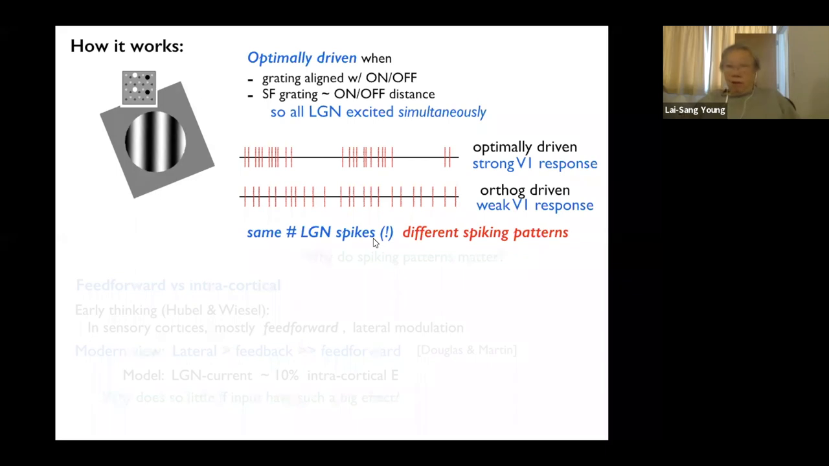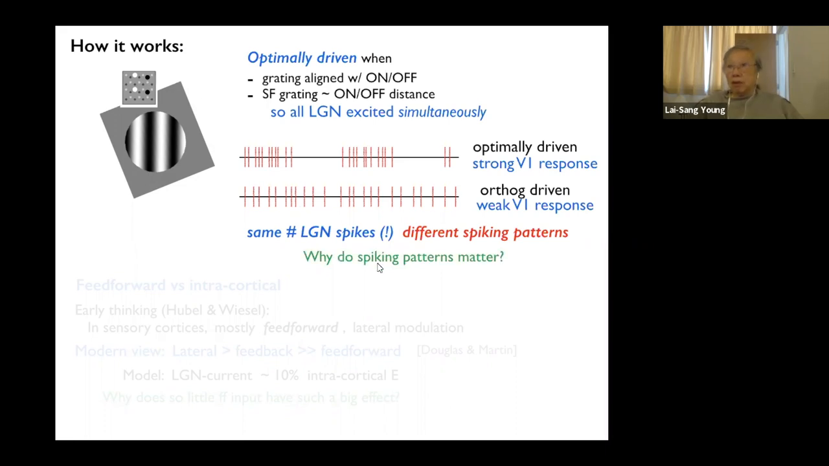Now, in a lot of earlier models, people said that when a cell is optimally driven, it gets more spikes. I don't think it can. Think about it, it's connected to the same four LGN cells. That wiring is fixed, okay? It doesn't change. No matter what grating you present, it's still connected to the same four cells. And each LGN cell doesn't know which direction the grating is coming from, so it fires the same number of spikes. So how can the total number of spikes depend on the grating? It cannot. So the number of spikes here and here are the same. It's just that the patterns are different.